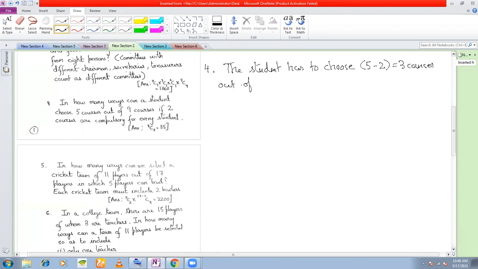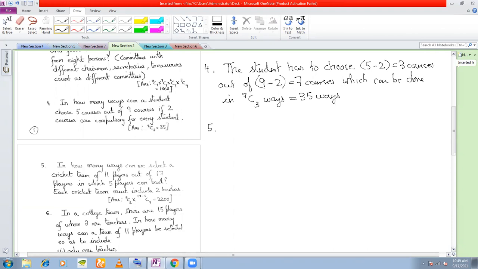there are 9 courses out of which 2 are compulsory. So you can remove the 2 courses which are compulsory, out of 7 courses, which can be done in how many ways? 7C3 ways. Okay, which is equal to 35 ways. That's it. It's a one line solution.